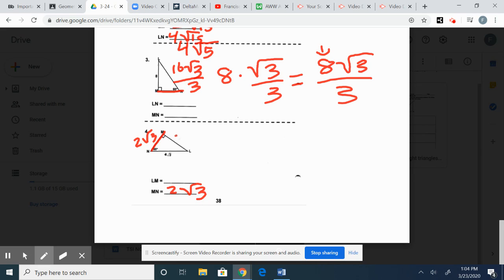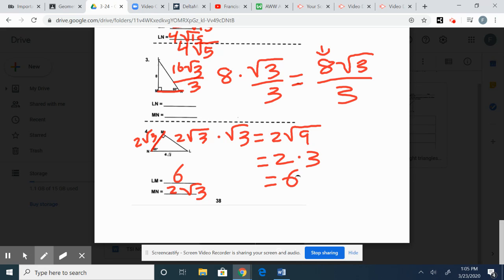On this side, we would have 2 square root of 3 with another square root of 3 added on. So that means we would have to multiply. That's square root of 9, and that's actually a perfect square, so we can say 2 times 3, which is equal to 6. So our next side is 6.